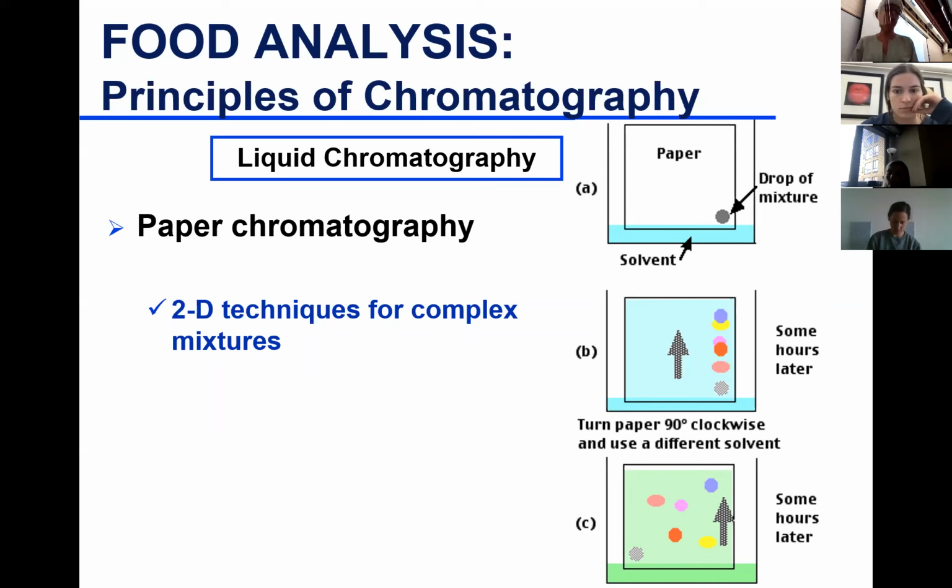So two-dimensional chromatography, whether it's paper or column or even gel electrophoresis, which is not chromatography, you can get further separation. So the purpose of two-dimensional is for further separation of your constituents. Okay.